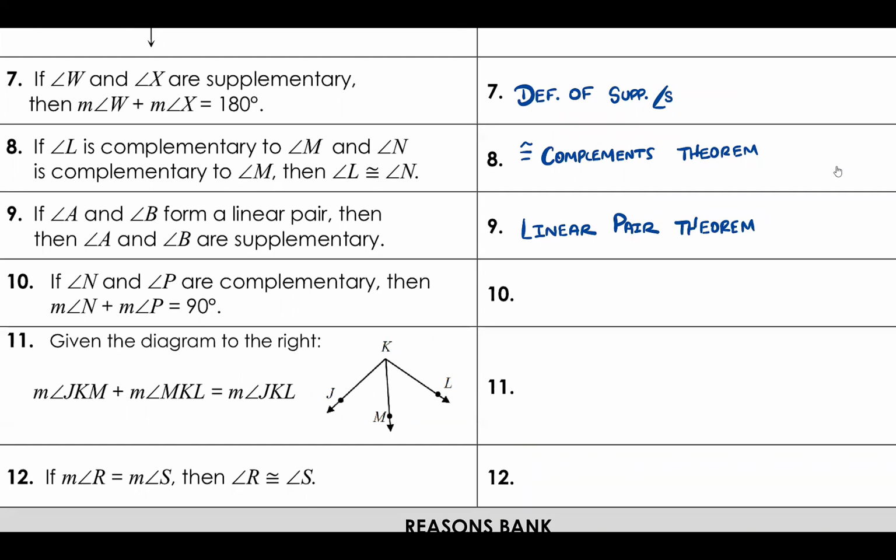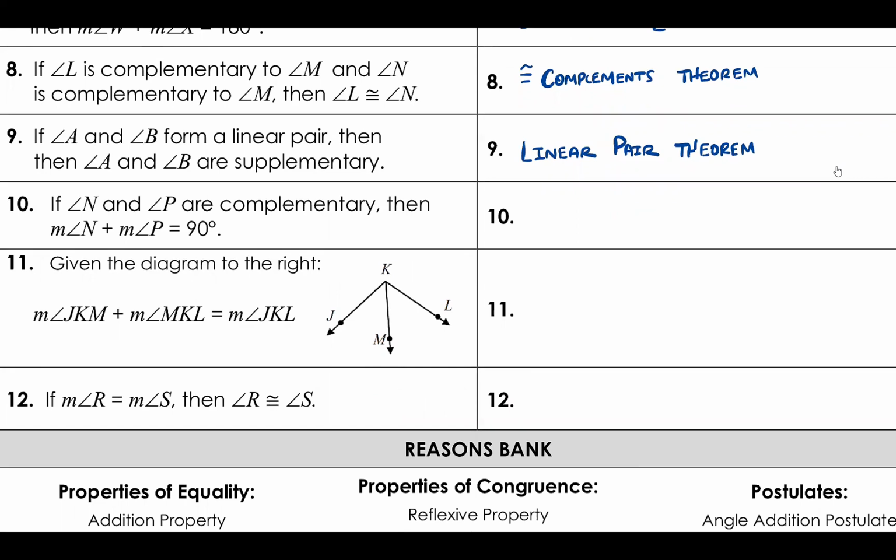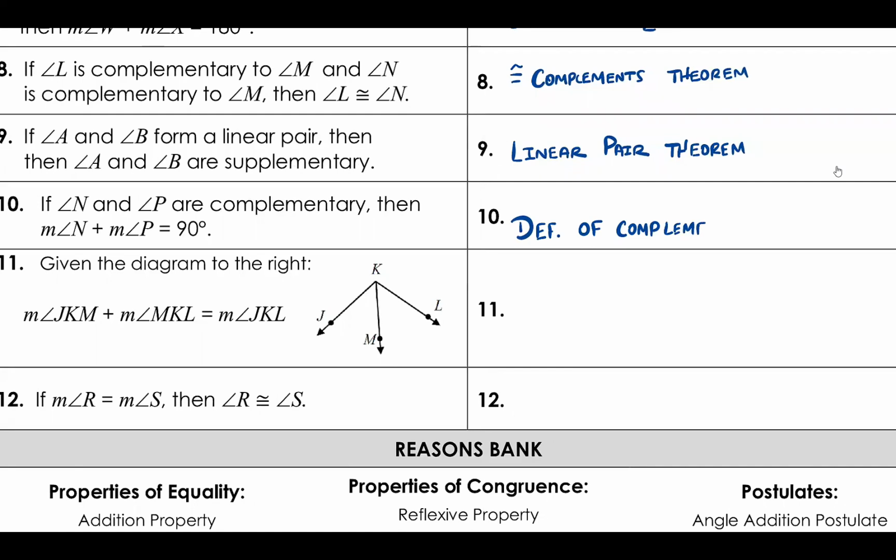If N and P are complementary, then the measure of N plus the measure of P equals 90. What do you think? Complementary means 90, two angles. Definition of complementary. Say it with your chest back there. Be confident. Who cares if you're wrong? On the test, what do you do? So why not be wrong today instead of wrong on Tuesday?